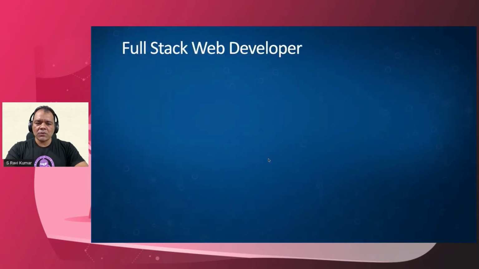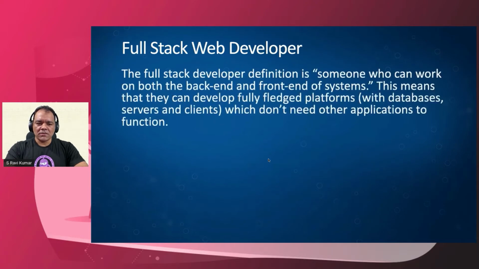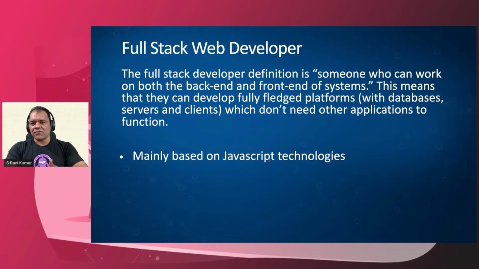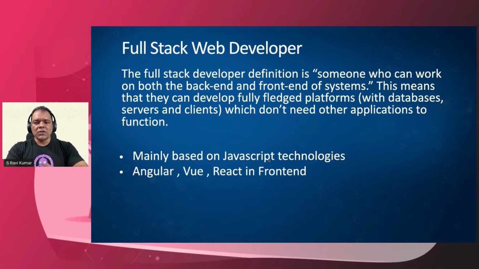When we talk about a full stack web developer, the official definition is someone who can work on both backend and front end, someone who knows all the backend and front end technologies. Usually the front end technologies are mainly based on JavaScript, like Angular, Vue, React, and then you have .NET, Node, Java, Deno as a backend.